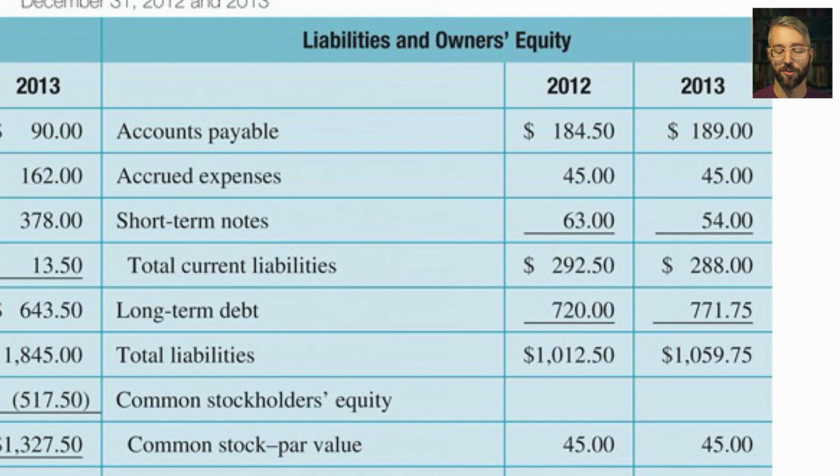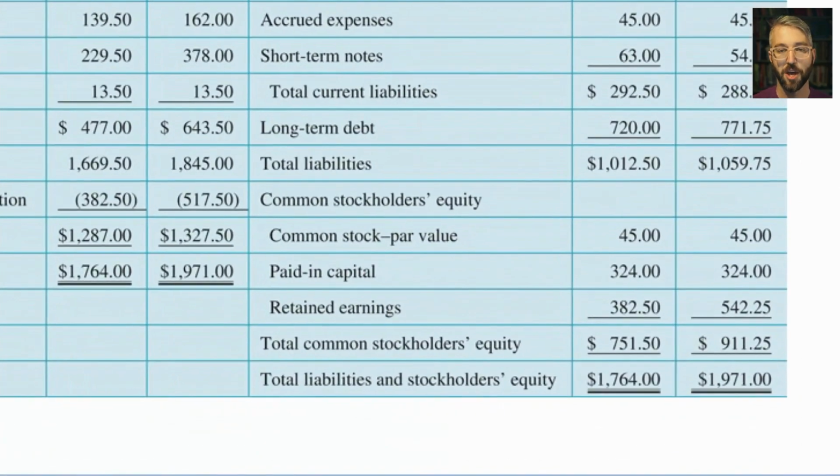So usually all of the firm's operating debt or liabilities are going to be short-term or current, and all of their long-term debt is going to be a more financial liability. So that gives us total liabilities. Current liabilities plus long-term debt is going to be total liabilities. And we see that as of the end of 2013, Boswell owes $1.06 billion.